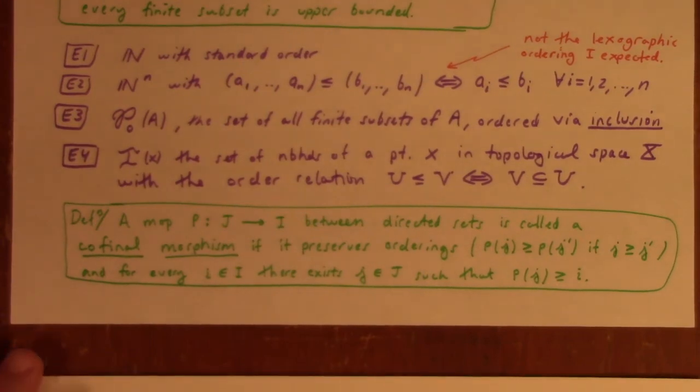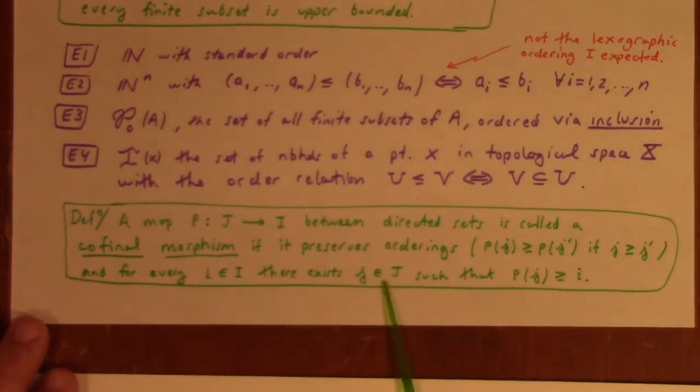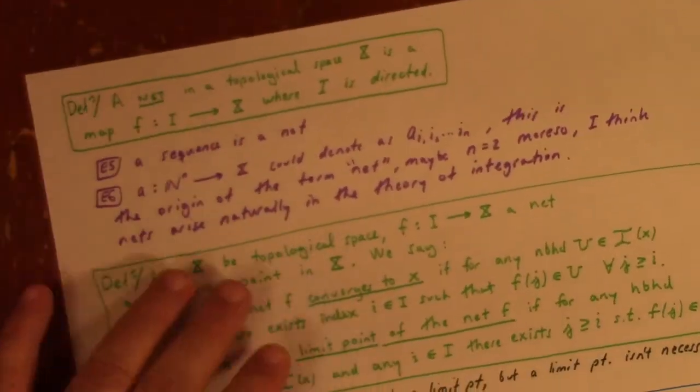Let's see here. A map P from J to I between directed sets is called a cofinal morphism, that's just an awesome thing to say, cofinal morphism, if it preserves orderings. So P of J is greater than or equal to P of J prime if J is greater than J prime. And for every I there exists a J such that P of J is greater than or equal to I. So this is a cofinal morphism. And I only mention cofinal morphisms because it comes up again over here somewhere.